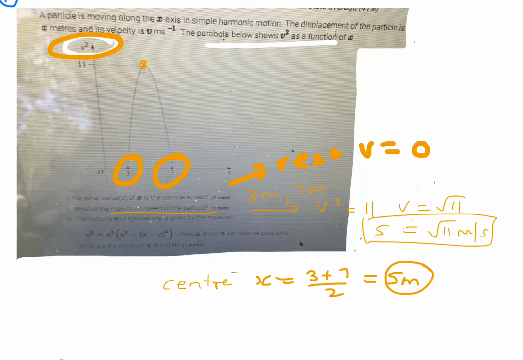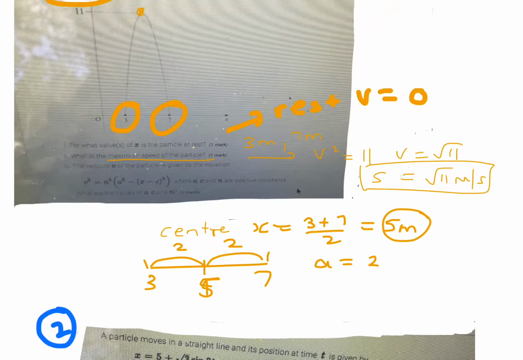meters. And the amplitude, because it's going from 3 to 7, and the center is halfway there, which is 5. How far between 3 and 5, and 5 and 7? That's 2. So that means a equals 2.